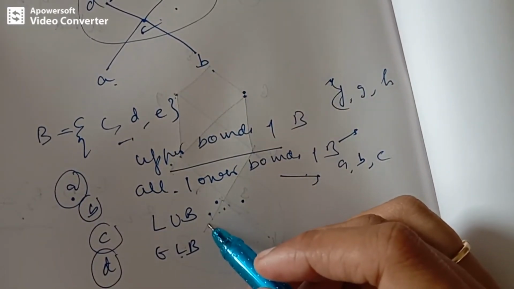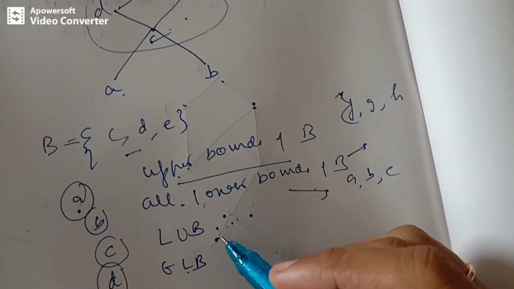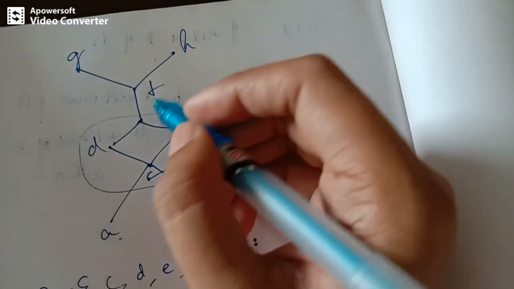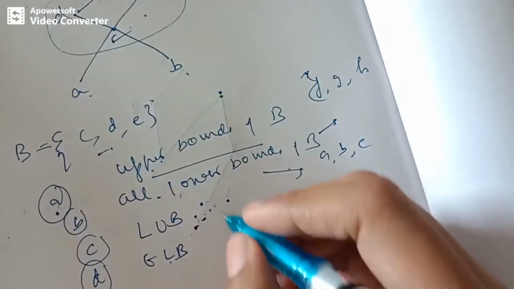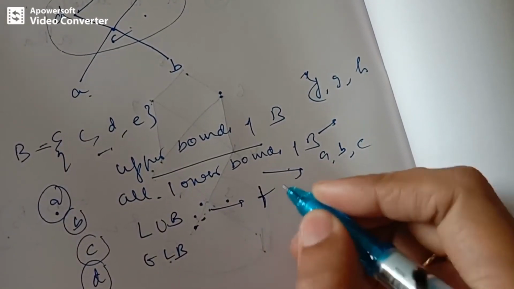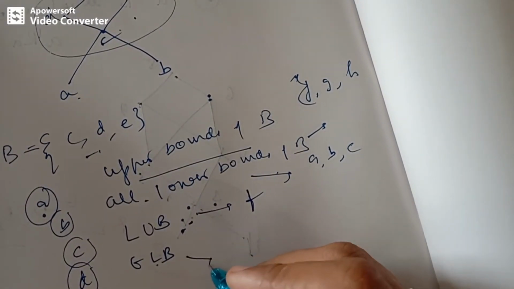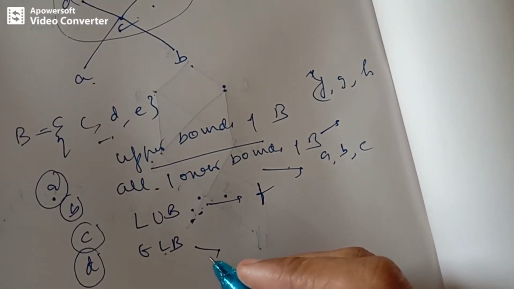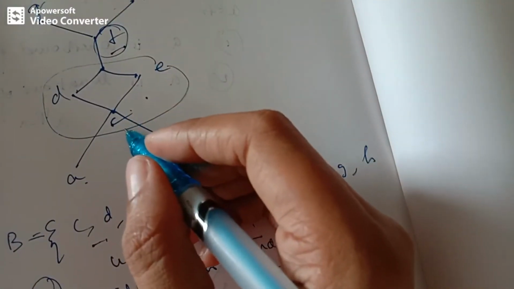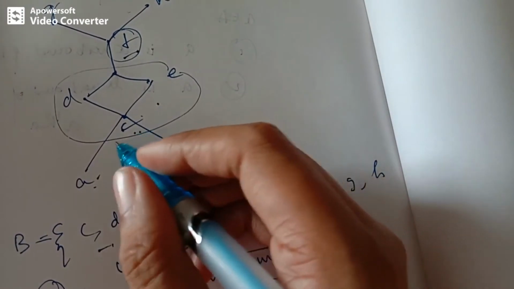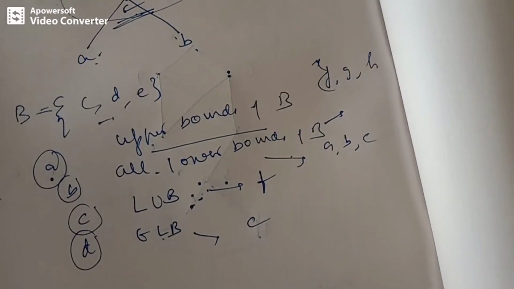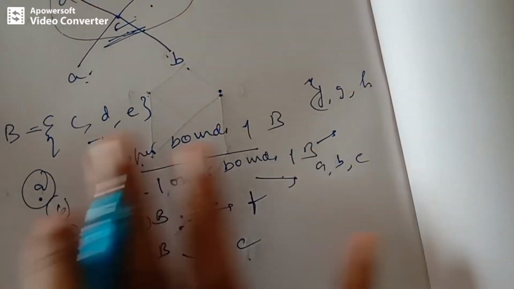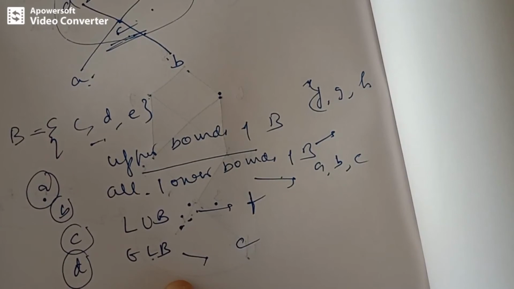Next, if you want to find out the least upper bound of C, D, E, you can observe that it is connected to F, and from F onwards. So F is the least upper bound of set B. So the answer is F for the third question. In the last question, you have to find out the greatest lower bound. You can observe that A is related to C, B is related to C. So C is the greatest lower bound of B. So you should know all the definitions while giving the answer to this question.